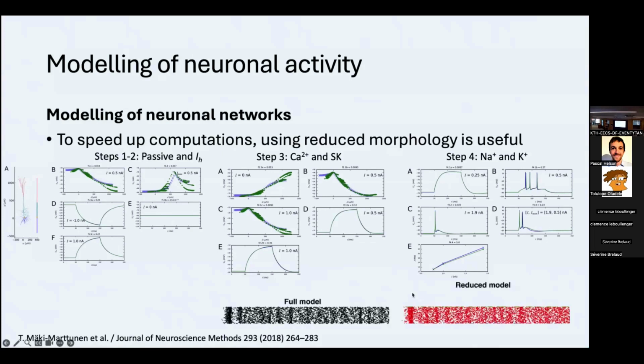And in this paper, we showed that if we reduce this morphology and fit all these conductances along this reduced morphology, we could produce the same network dynamics as in this Hay model from 2015, and it was up to 20 times faster to simulate.